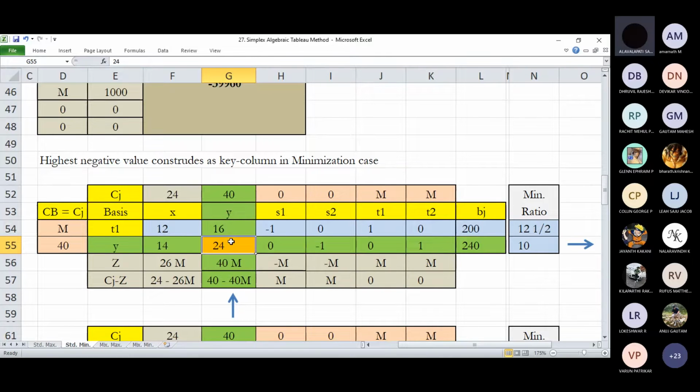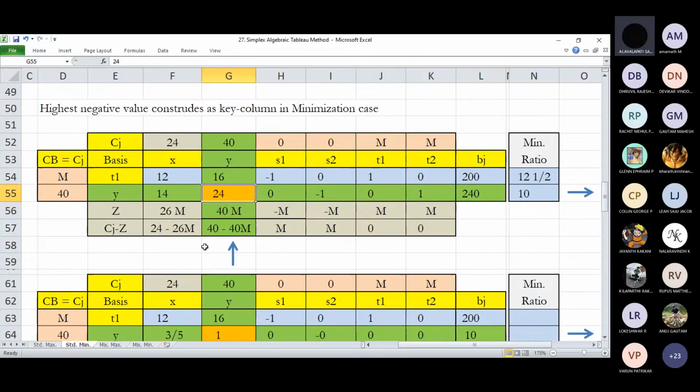So once you find the pivot element, the next step is to make the pivot element become 1. How do we make the pivot element become 1? We divide that pivot element by the corresponding value. So 24 here is the pivot element, and when you divide that by 24, you get the pivot element to be 1. We not only divide that by the pivot element, we divide the entire key row by the pivot element, right?